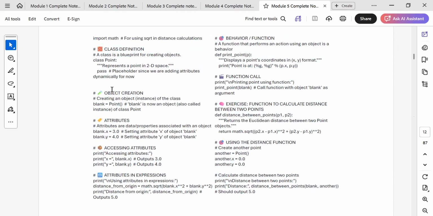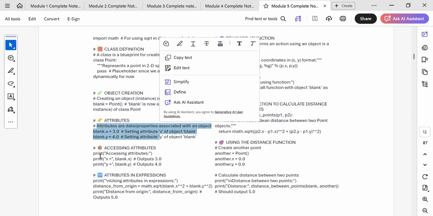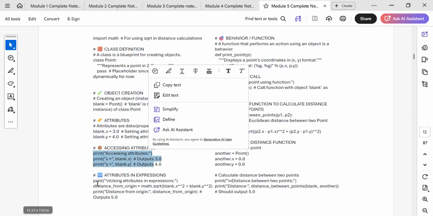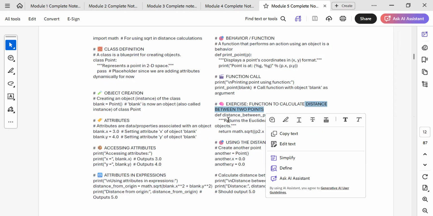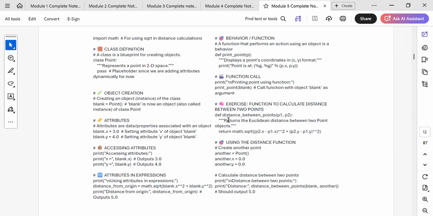How to declare the class, how to create the object, what is the meaning of an attribute, how to access the attribute, how to apply some formula with the help of attributes, what is the meaning of behavior, how to call the function, and then some expression-based program. This question is very important, which I am highlighting. They may ask about the distance, or the square root of the distance between those points. Like that, they will change it.